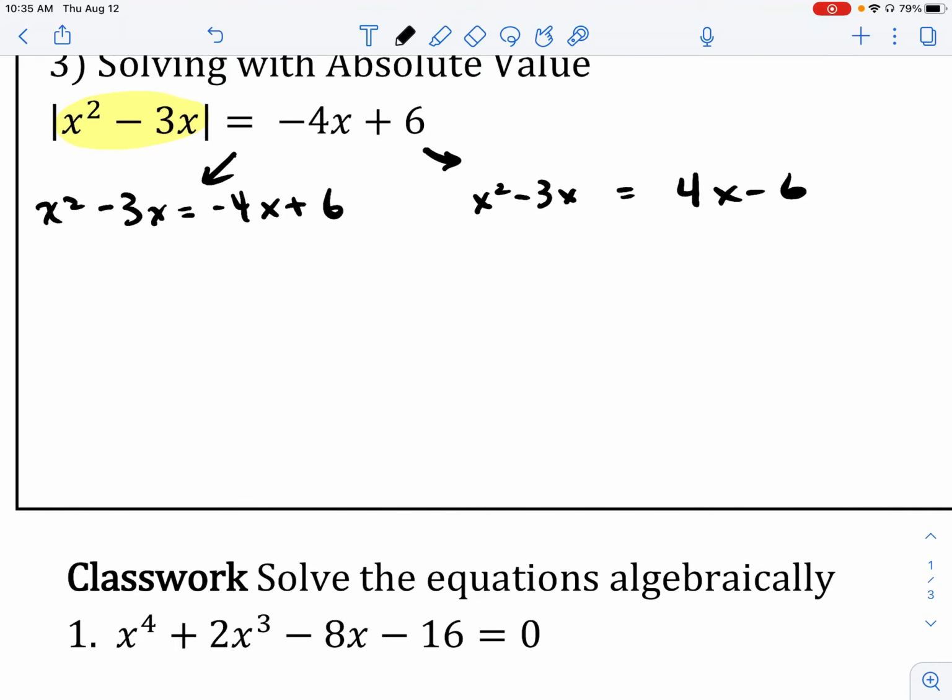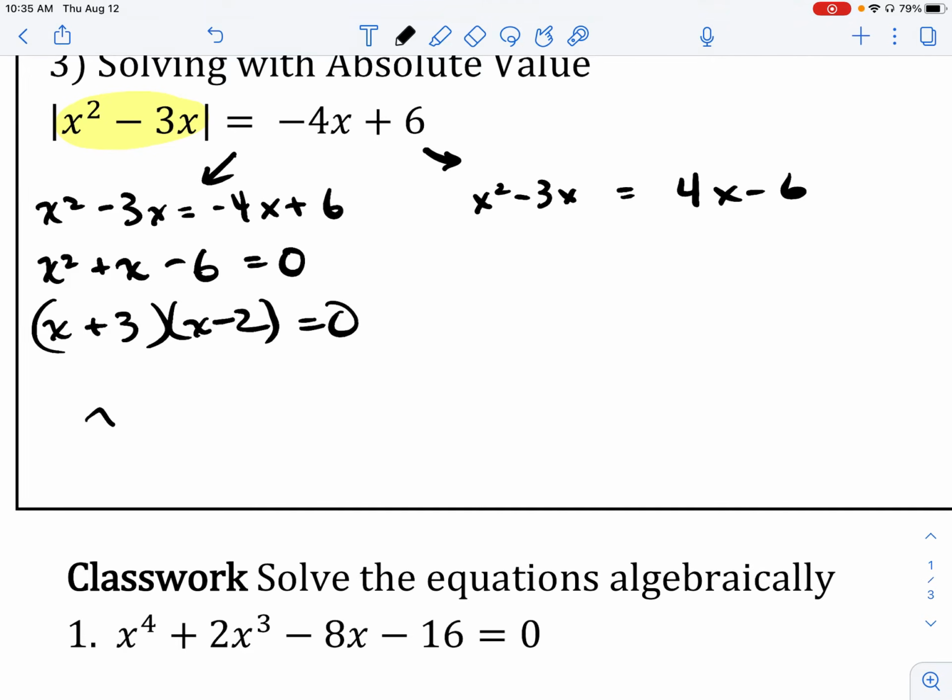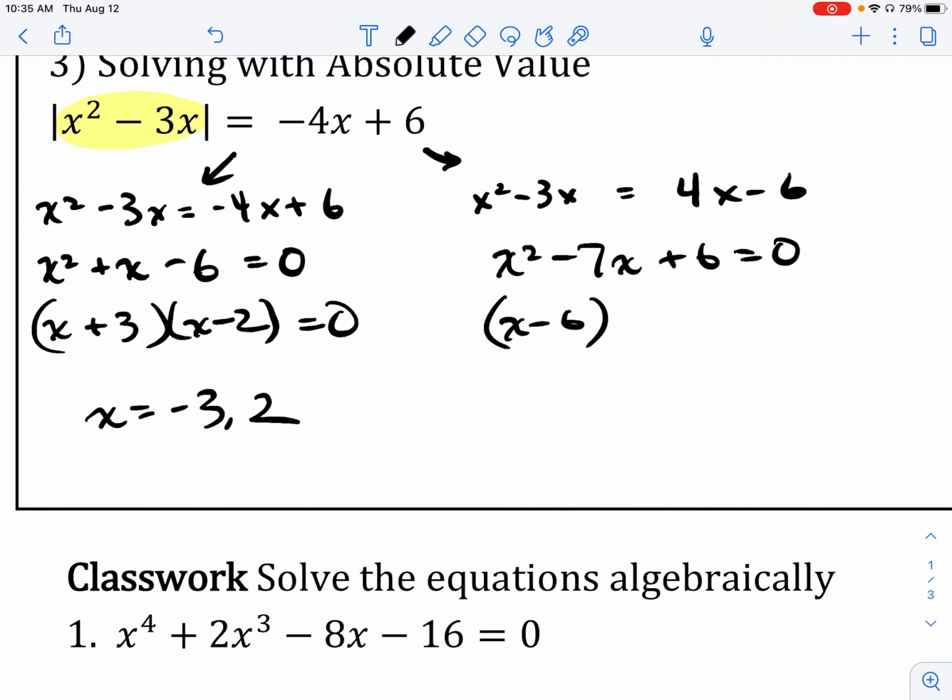So I get 4x minus 6. And I'm going to solve both. I've got x squared plus x minus 6 here is equal to 0, I believe, which allows me to factor this as x plus 3 times x minus 2 is equal to 0. And that results in x is equal to -3 and positive 2. Over here, I got x squared minus 7x plus 6 is equal to 0, which then gives me x minus 6, and then x minus 1 is equal to 0. And that gives me two solutions of x is equal to 6 and positive 1.